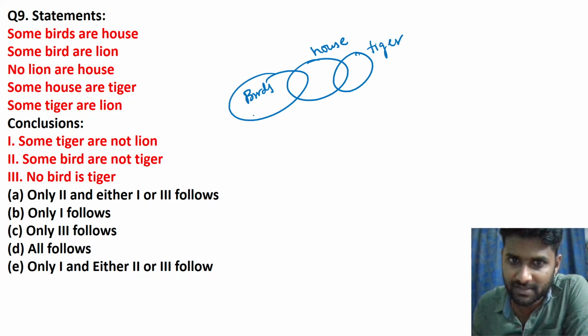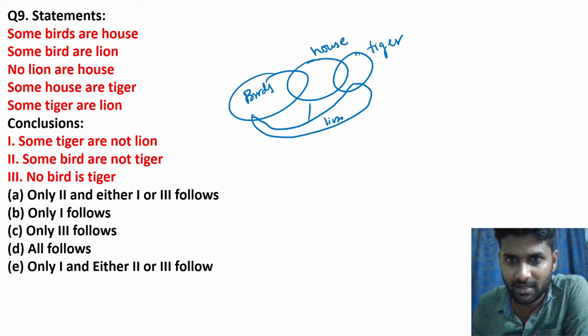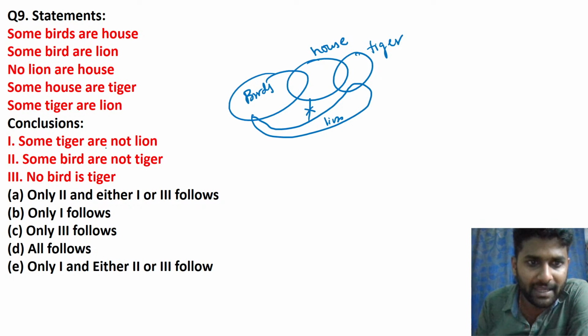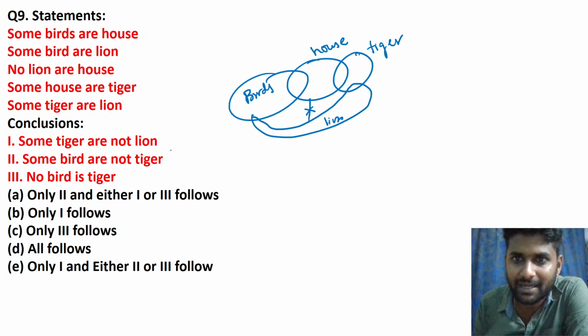Just draw this figure in this way. And no line is a house. Important diagram. Now see, some tigers are not line. You already know that. See, just observe, guys. This is the most important conclusion.